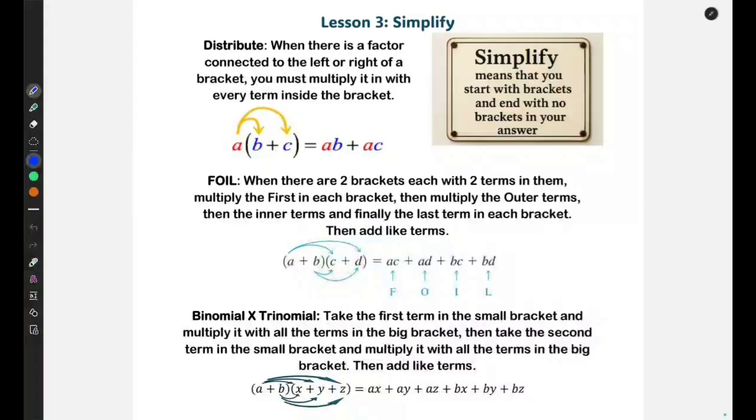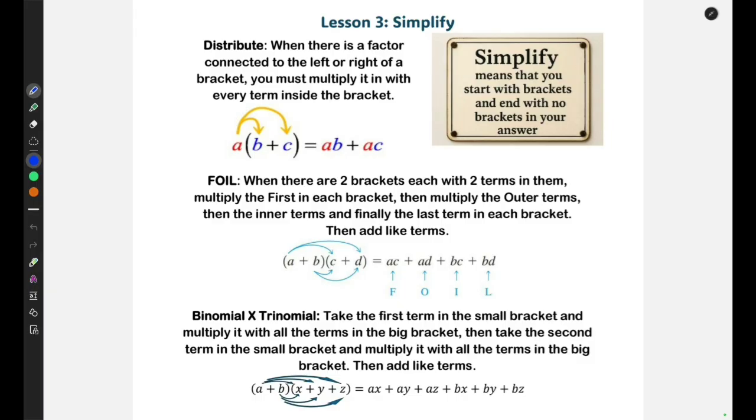So the big concept you need to know is distributing, and that just means this first graphic I put here, where if there's something outside a bracket, I need to multiply it with each term inside the bracket. So that A will go to the B and it will go to the C. And that is what I mean when I say you need to distribute in an algebra sum. Okay, but what happens if there's more than one term outside a bracket? Then we're going to FOIL.